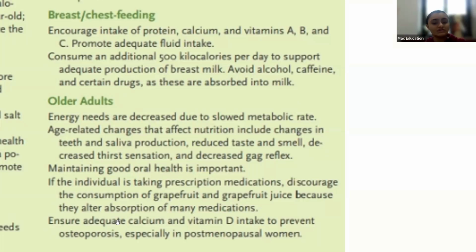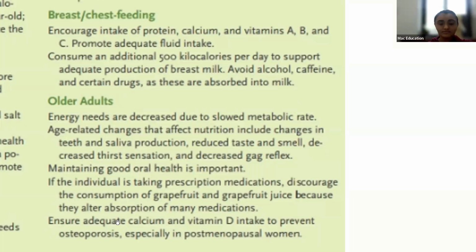Ensure adequate calcium and vitamin D intake to prevent osteoporosis, especially in postmenopausal women. We have to give vitamin D and calcium to older adults because, due to age, there are chances of fracture due to osteoporosis. So we have to maintain adequate intake of calcium and vitamin D in older adults, especially postmenopausal women, because during postmenopause women are highly susceptible to fractures because of osteoporosis. So keep this nutritional need in mind for older adults.